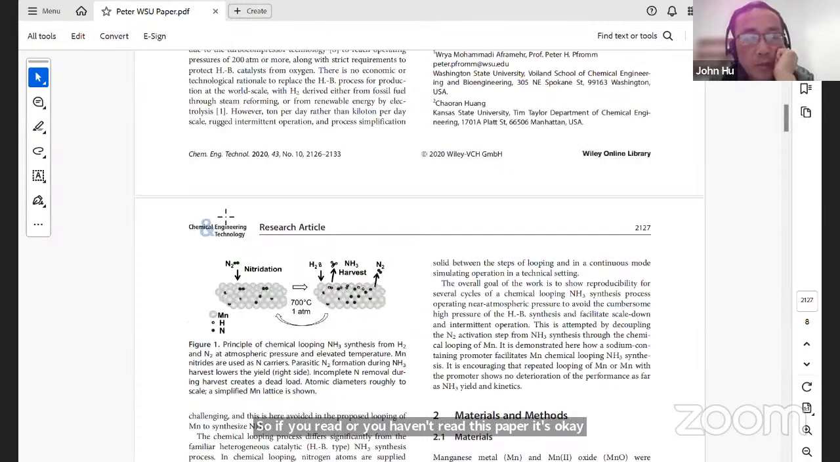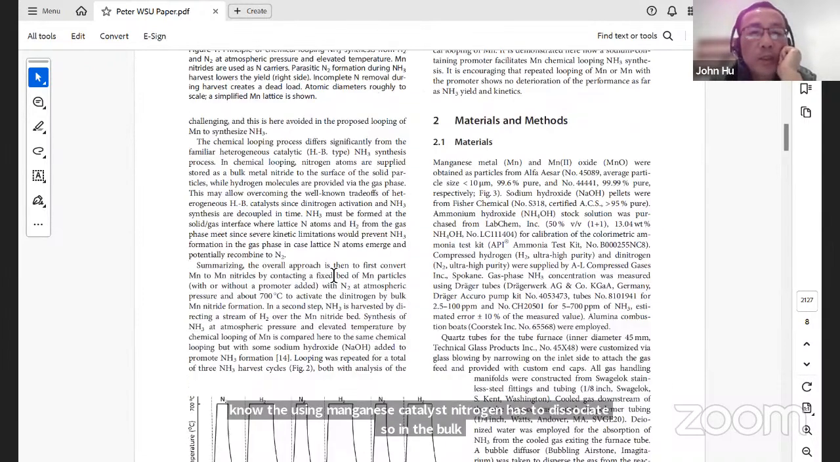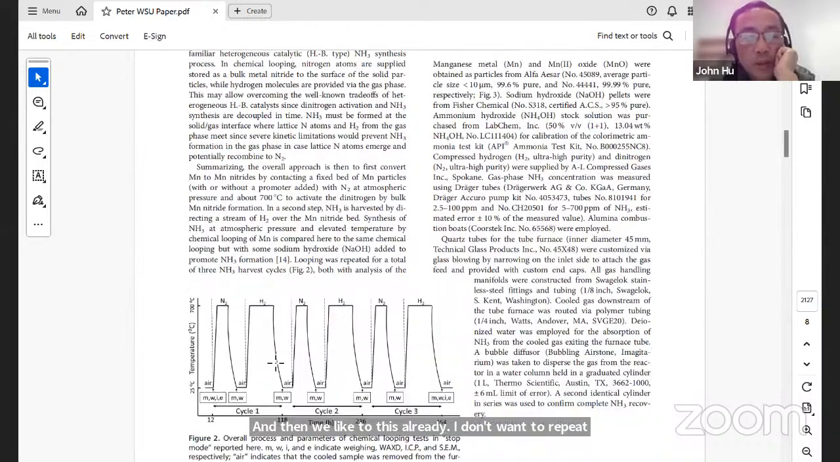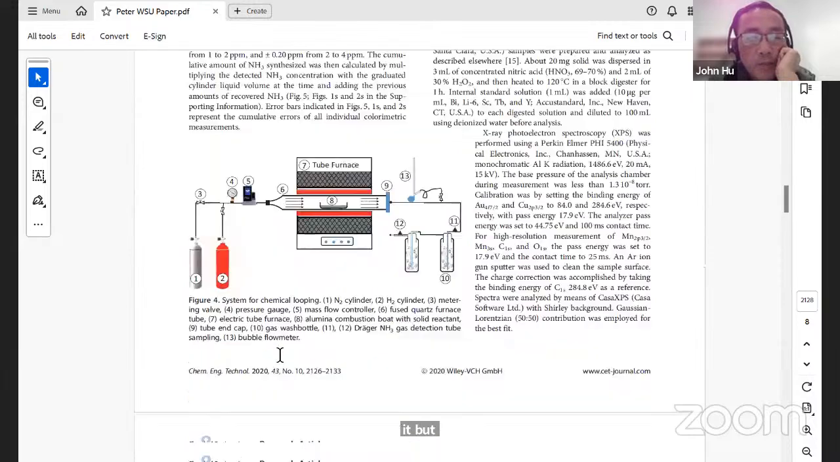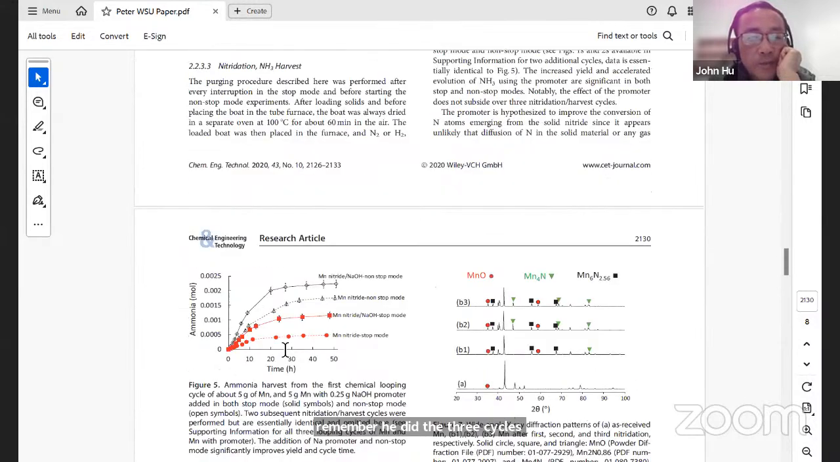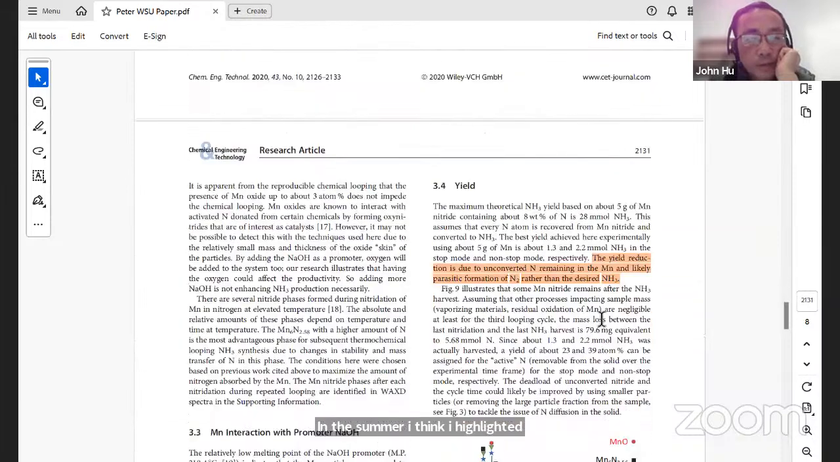Remember this diagram? I show you the chemical looping. Using manganese catalyst, nitrogen has to dissociate in the bulk. And then we lectured this already. I don't want to repeat it. But remember, he did 3 cycles. In the summer, I think I highlighted. I think when you receive the paper, you see my highlighting.